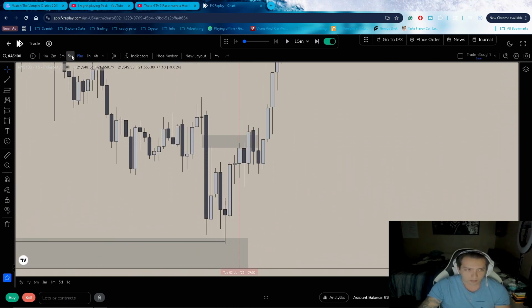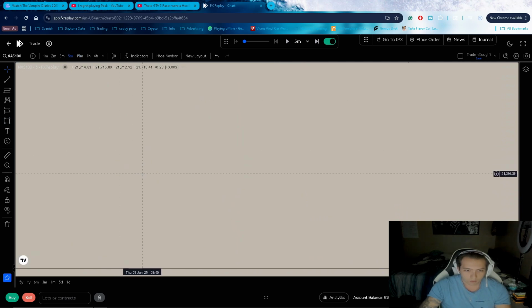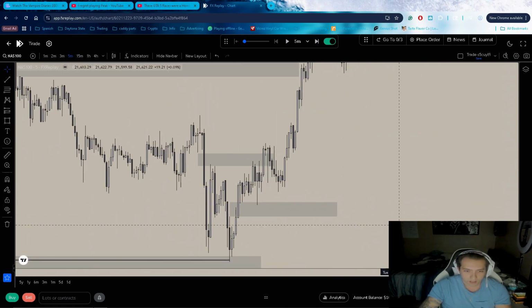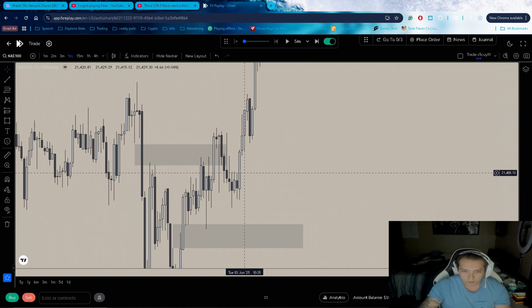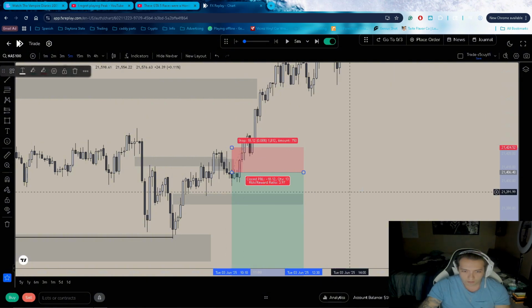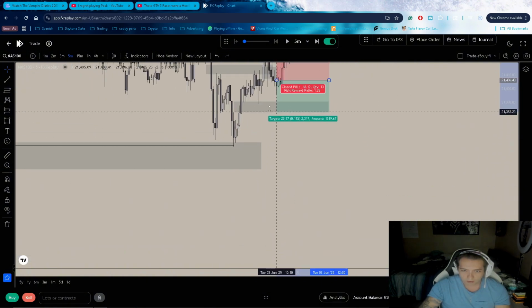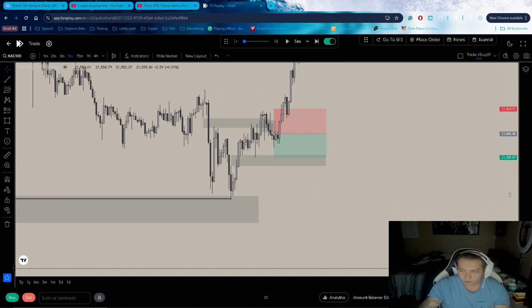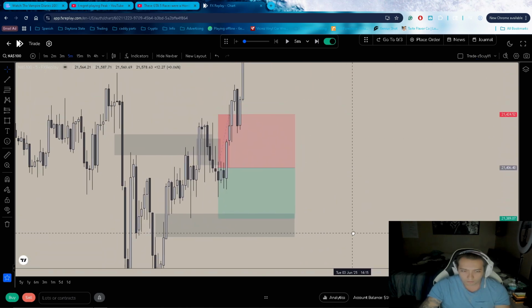Right here, price comes into a 15-minute fair value gap. You can look for shorts if you wanted to, right? Go and see on the 5 minute if there's any inverse fair value gaps. Okay, right here, another one. 5 minute inversion. You enter shorts right here. Stops at the high. Take profit at this unfilled 5 minute fair value gap. This is what you do.